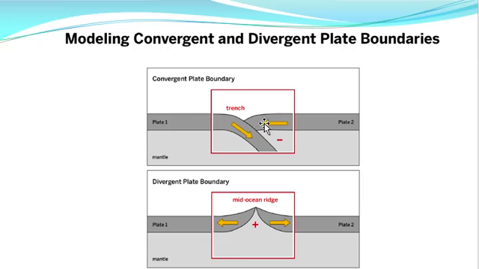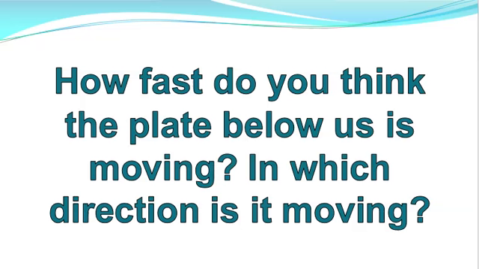So this picture here shows where Seattle is, kind of where this little arrow is. Over here is the North American plate, and over here is the Juan de Fuca plate. It's quite small. The ocean ridge that's on the Juan de Fuca plate is only about 50 kilometers off the coast of Washington State. So my question to you is, how fast do you think the plate below us is moving? And in which direction do you think it's moving? So take a moment to think about how you could answer this question.